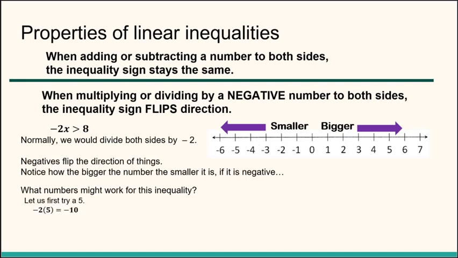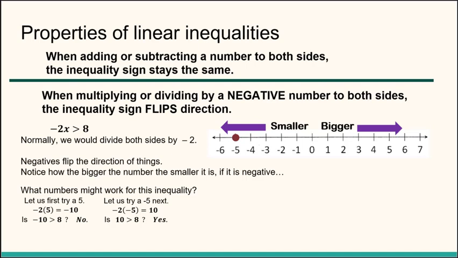Well, let's first try a 5. Let's see what happens. Negative 2 times 5 is negative 10. So is negative 10 greater than 8? No, sure isn't. So we know that 5 is not a solution to this inequality. Let's try a negative 5. Negative 2 times negative 5 is positive 10. Is 10 greater than 8? Oh, yeah, it is. So you know what that means? That means negative 5 is an answer.